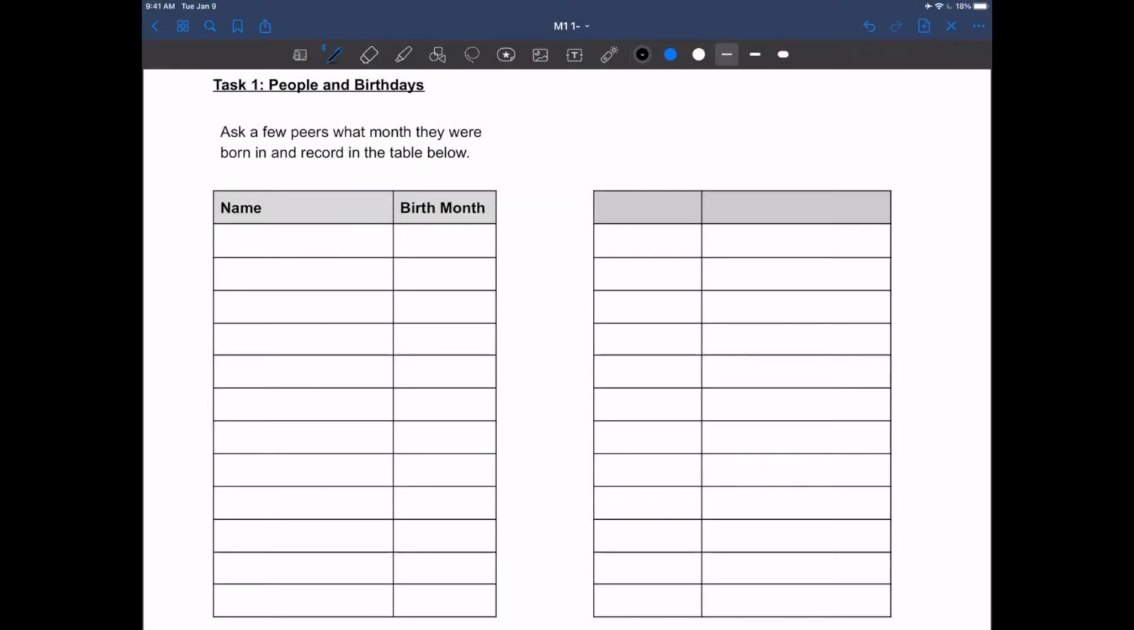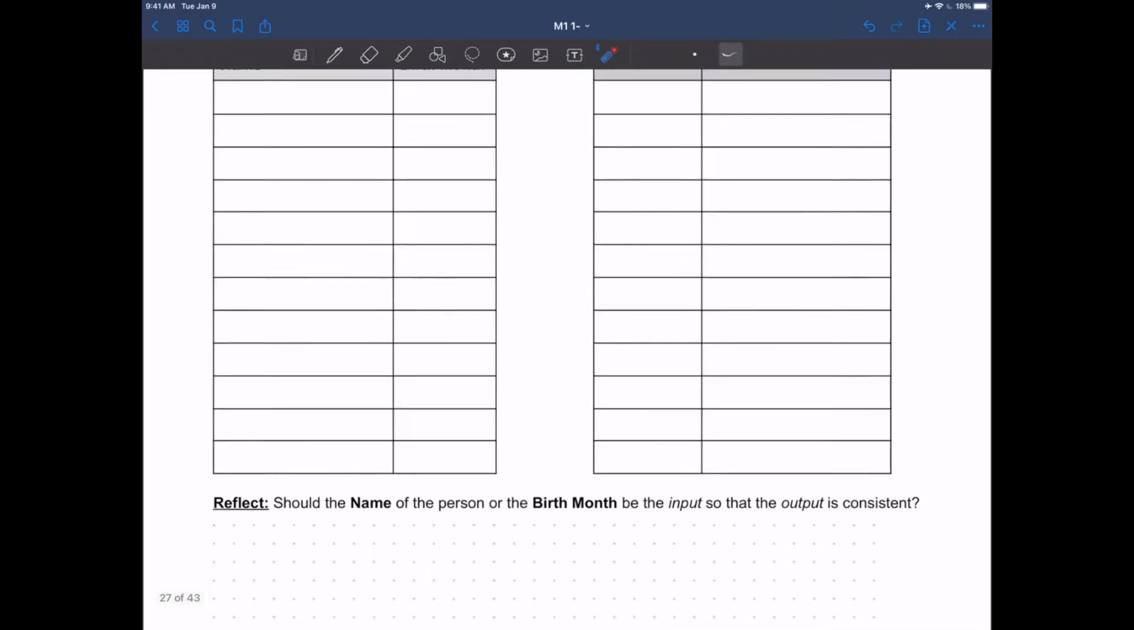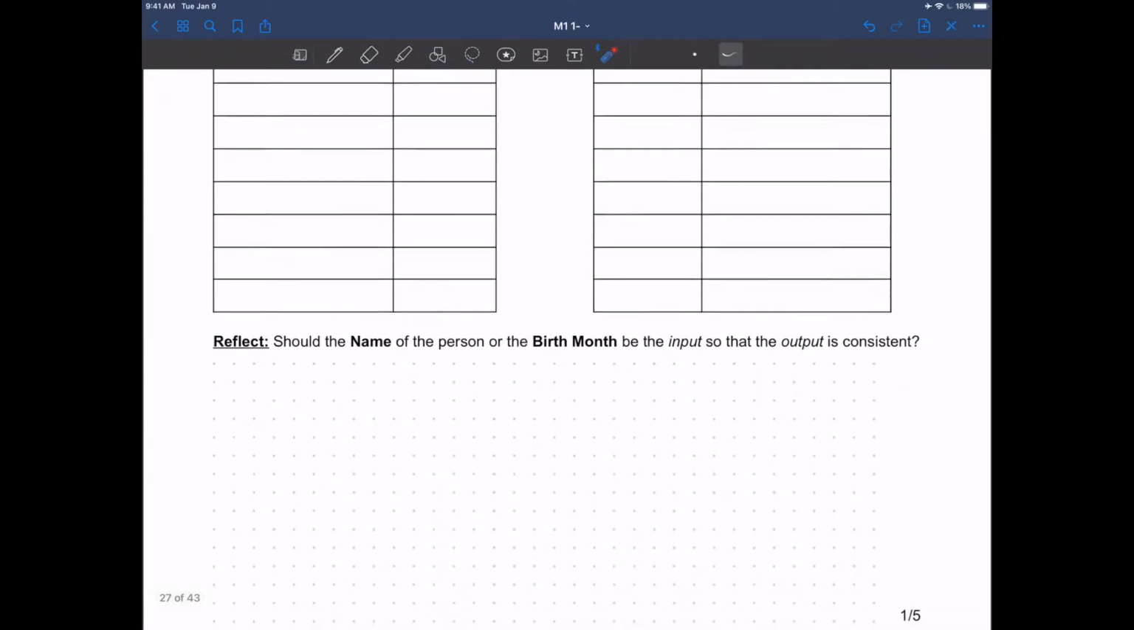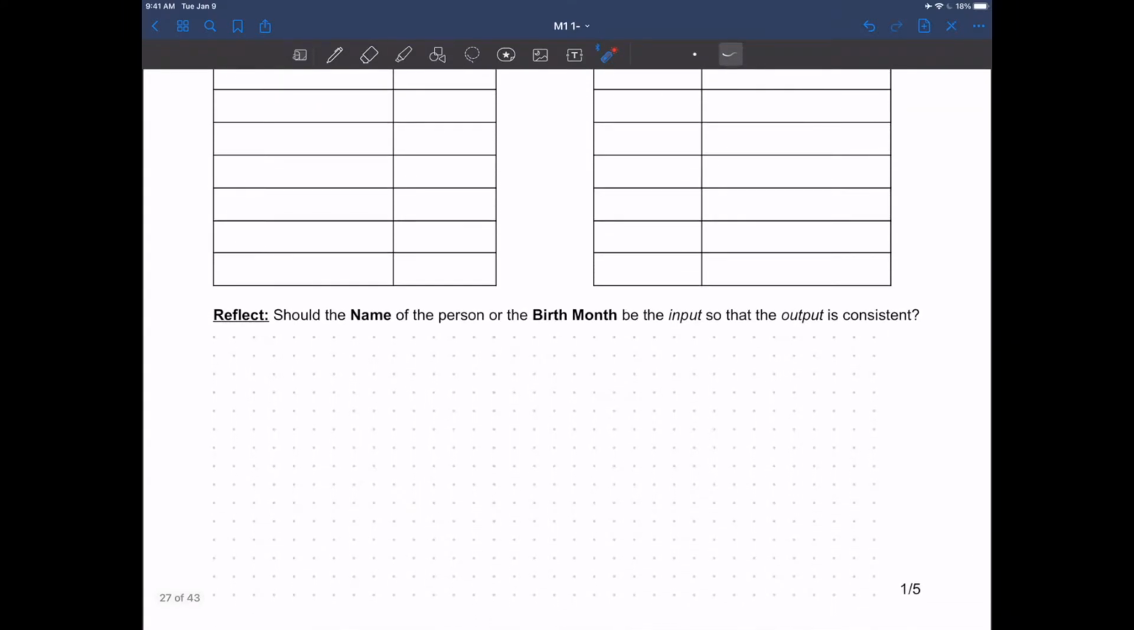So task 1 is an in-class activity, people and birthdays, but I'll preview it for you now. I will ask that you ask a few peers what month they were born in and record it in the table below. So make sure you ask their name and record their birth month. In class, we will explain what this table is going to be and what those headers ought to be. But then we're going to explore whether the name of the person or the birth month should be the input so that the output is consistent.